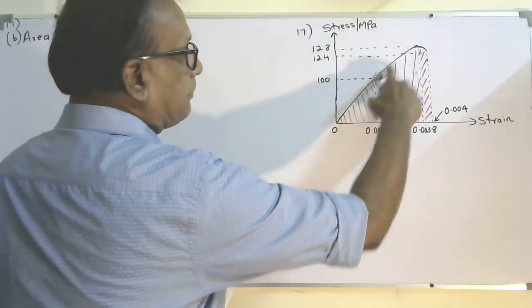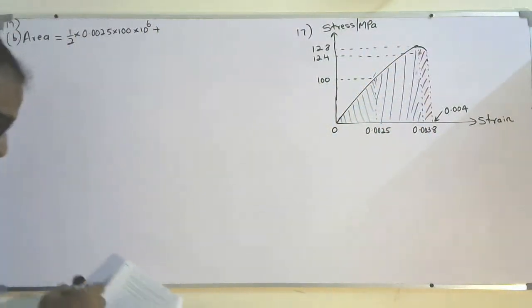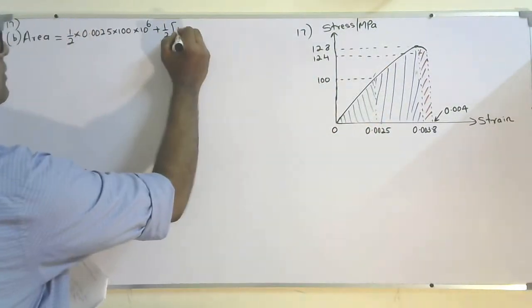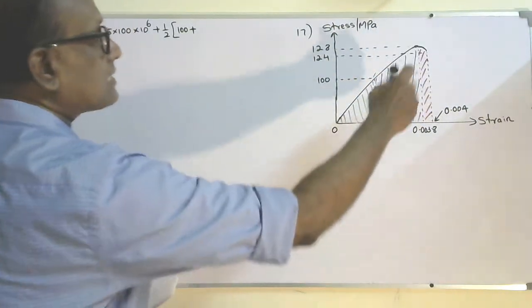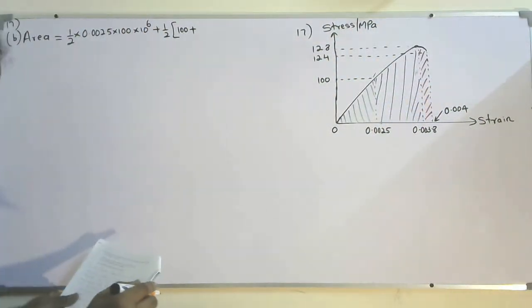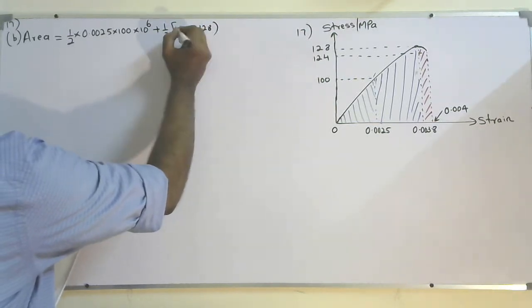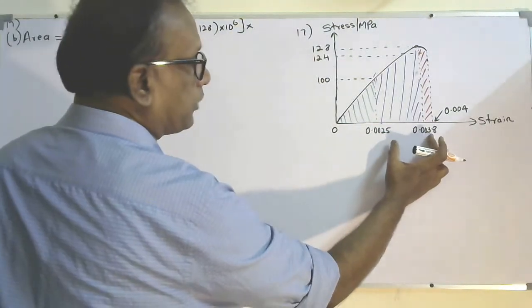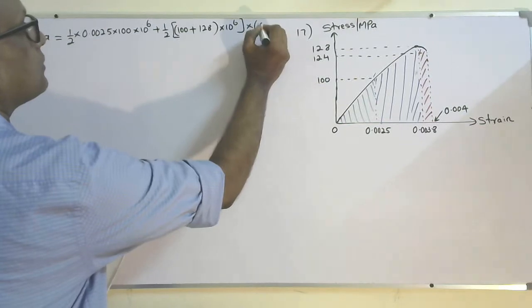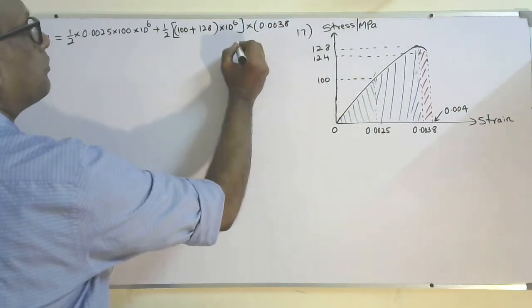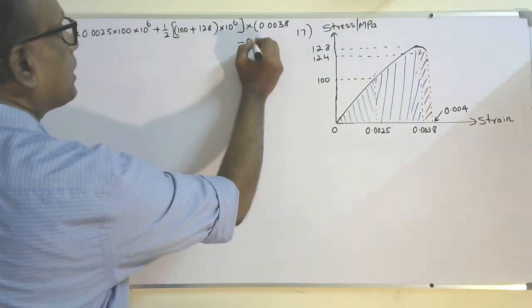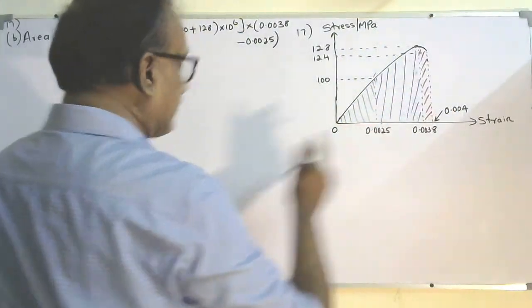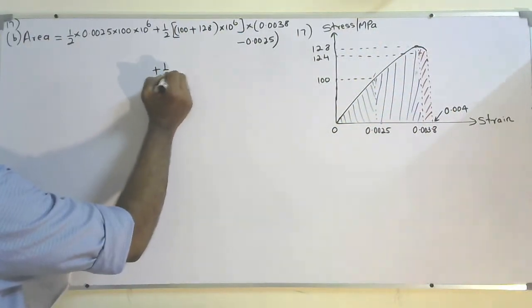Now I'm going to find the area of the trapezium, which is shaded blue. That will be half into the addition of the parallel sides. So this side is 100 plus that side is 128, into 10 to the power 6, into the distance 0.0038 minus 0.0025, right?